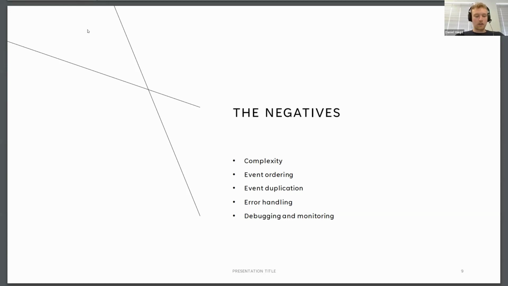Secondly, event ordering. Ensuring the correct order of events can be difficult, especially in distributed systems. Some events may need to be processed in a specific sequence, which can complicate the implementation. Thirdly, event duplication. Events may be duplicated, leading to potential data inconsistencies or redundant processing. Handling event duplication can add complexity to the system.